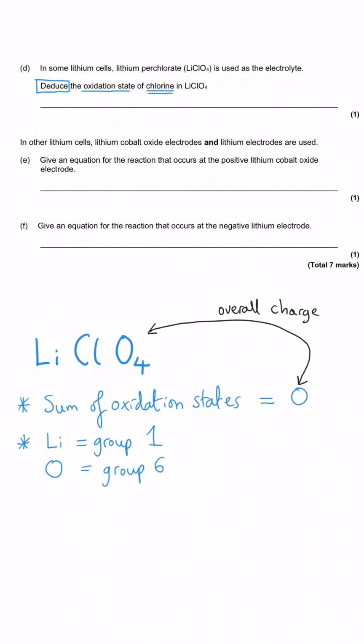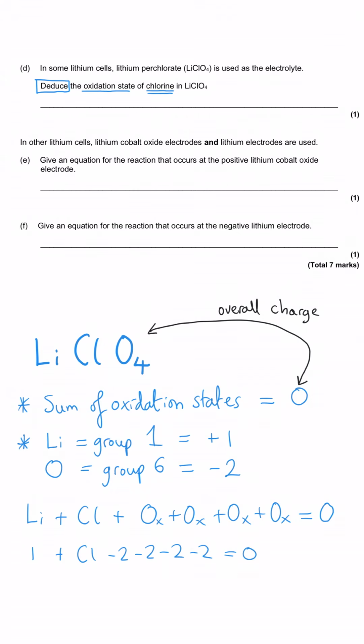Lithium is in group 1 of the periodic table, so its oxidation state will be +1. Oxygen is in group 6 of the periodic table, so its oxidation state will be -2. So then what we need to do is say that lithium plus chlorine plus 4 oxygen equals 0. So +1 plus chlorine minus 8 equals 0. So chlorine must be +7 for its oxidation state.